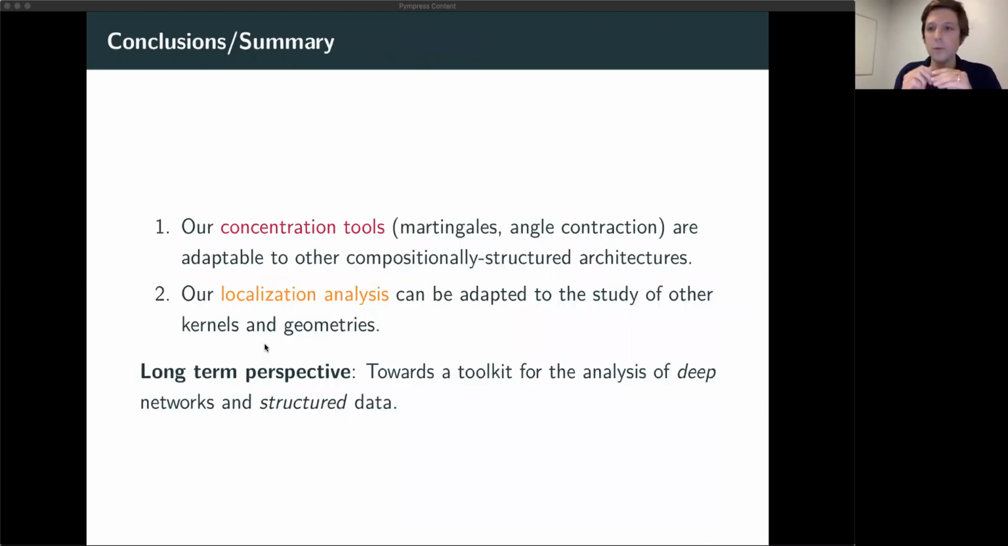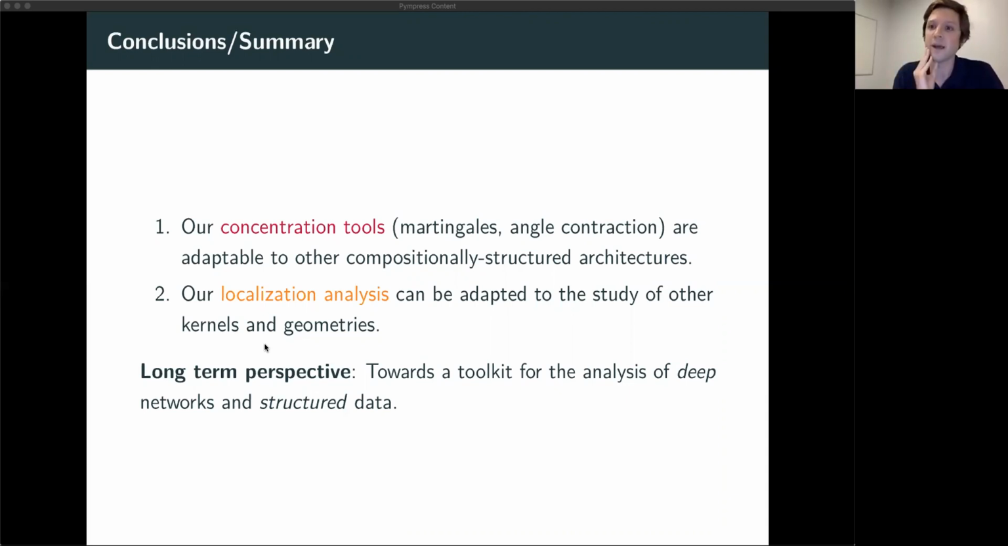Concluding with a couple of remarks. I hope that some of these tools may be more broadly useful. Our concentration tools, these analyses, they're somewhat intricate, but they only use the fact that in the initial random neural network, the structure is compositional. At each layer, you're injecting independent randomness by multiplying the previous features by a random linear map. So I think these techniques can be applied more broadly to get good rates in other architectures as well.